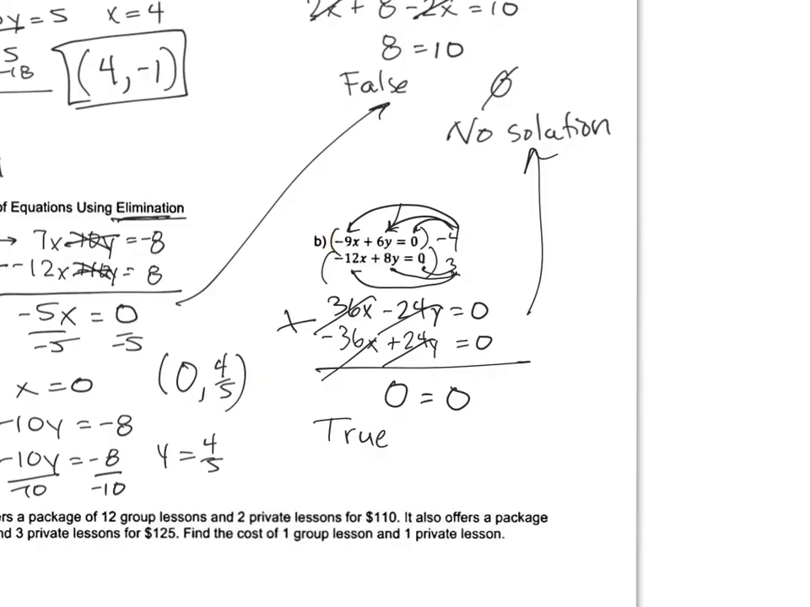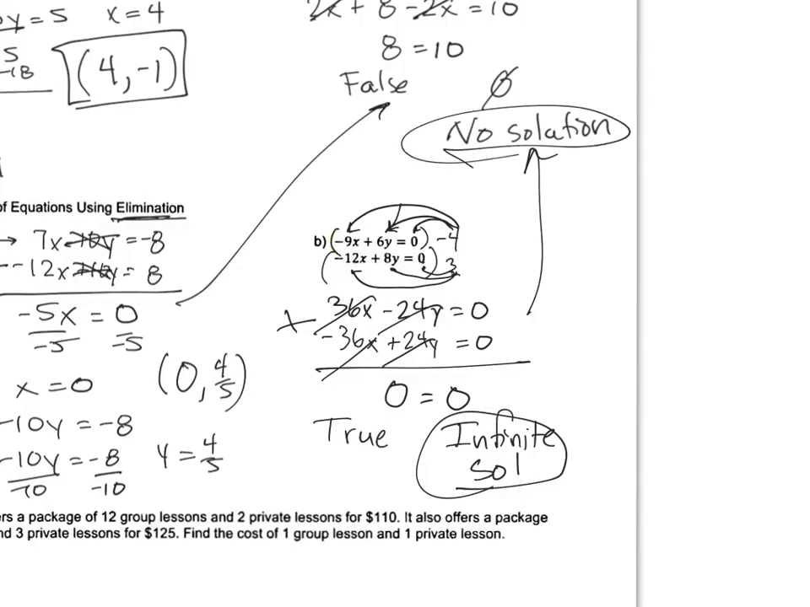So if it's true, that means it's an infinite amount of solutions. So it's all the solutions. So it's like the same line. One line's on top of the other. So we have infinite solutions. So when you have no variables, you either get infinite solutions or you get no solutions. If you still have a variable, you still have an answer.